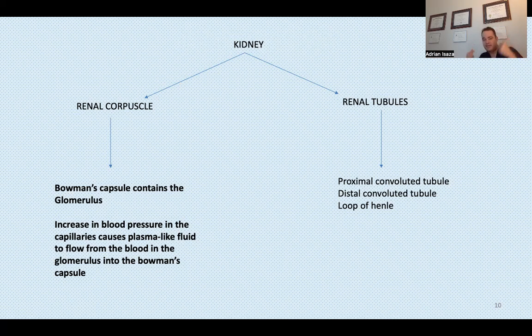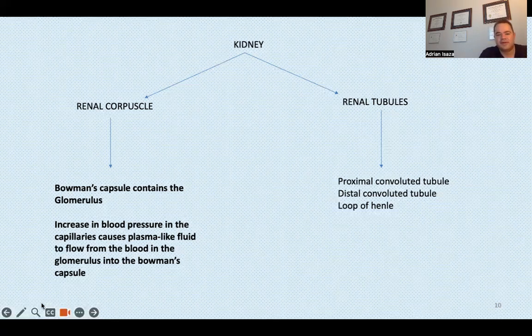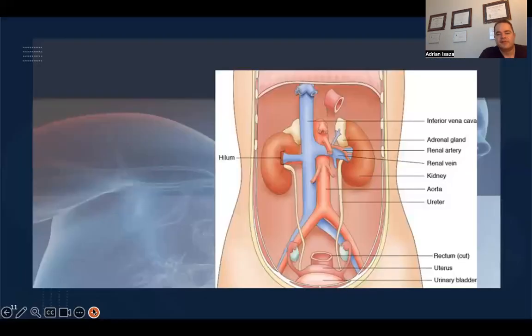The concept of that, but here we're talking about an increase in blood pressure, right? Which would be an increase of hydrostatic pressure. If you remember that slide from before, not this lecture, but weeks ago. Increasing blood pressure in the capillaries causes plasma-like fluid to flow from the blood in the glomerulus into the Bowman's capsule. All right. Let's move on there.